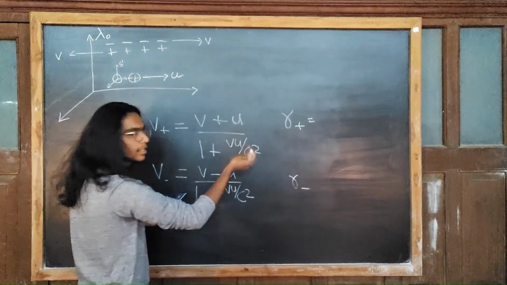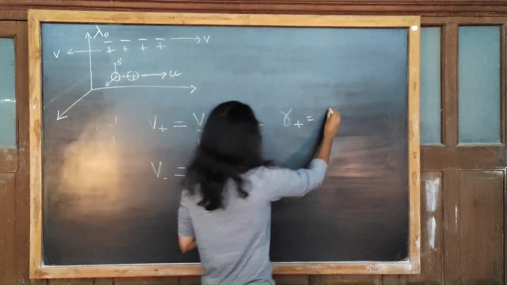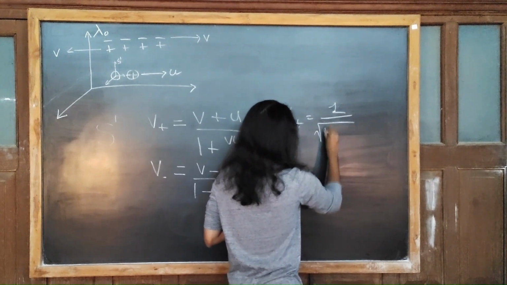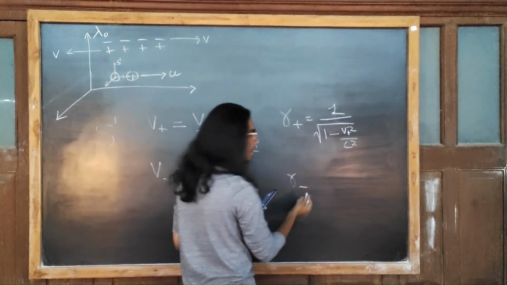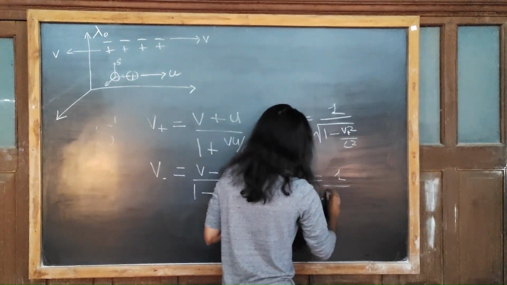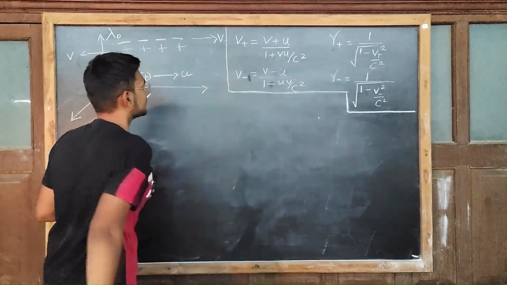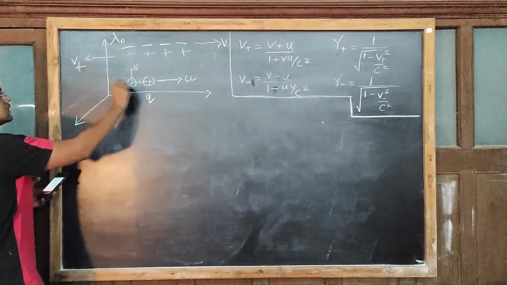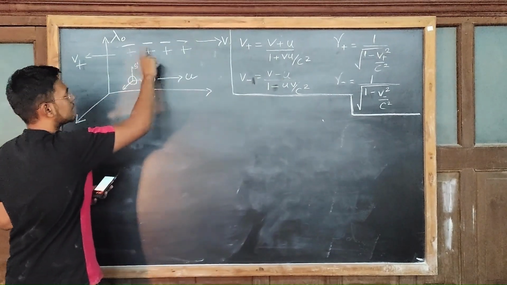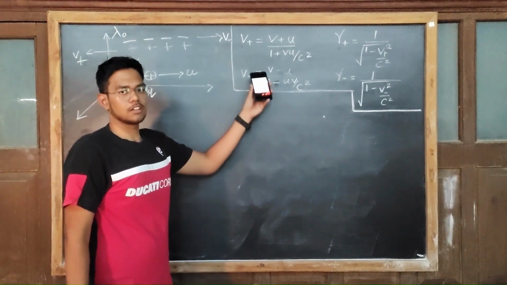The Lorentz factor gamma plus is going to be 1 divided by the square root of 1 minus v plus square divided by c square, and gamma minus is going to be 1 divided by the square root of 1 minus v minus square upon c square. So v plus is the velocity of the positive line charge density as seen from the S prime frame, and v minus is the velocity of the negative line charge density as seen from S prime. And now we have to calculate the Lorentz factor gamma.